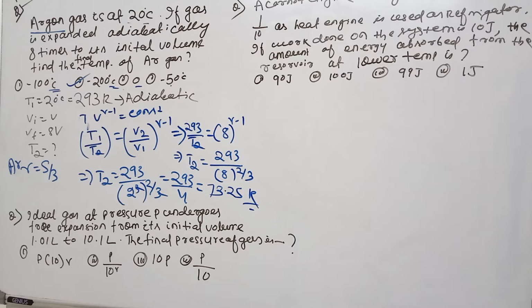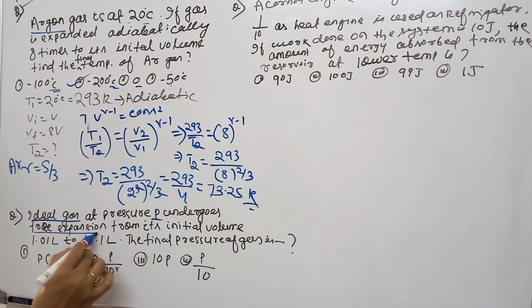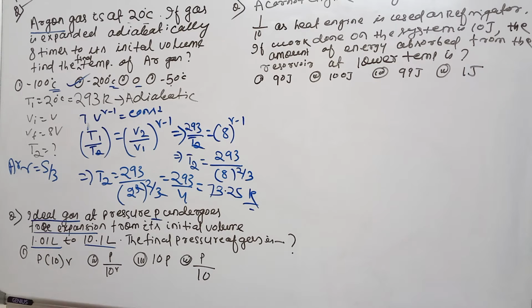Then let's go to the second question, which is: an ideal gas at pressure P undergoes free expansion from initial volume 1.01 liter to 10.1 liter. Then find the final pressure of the gas. Again, an easy question. It's an ideal gas, initial pressure P, undergoes free expansion, initial volume is given, final volume is given. So we need to calculate the final pressure of the gas.